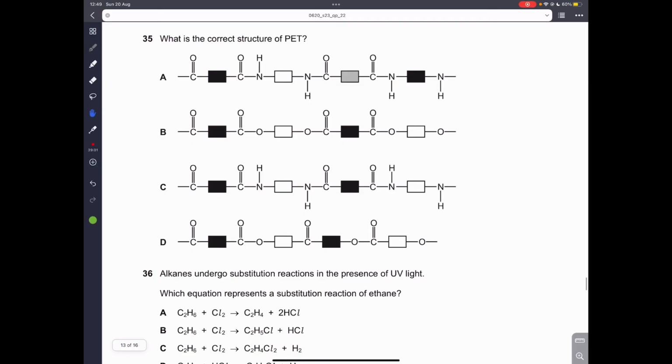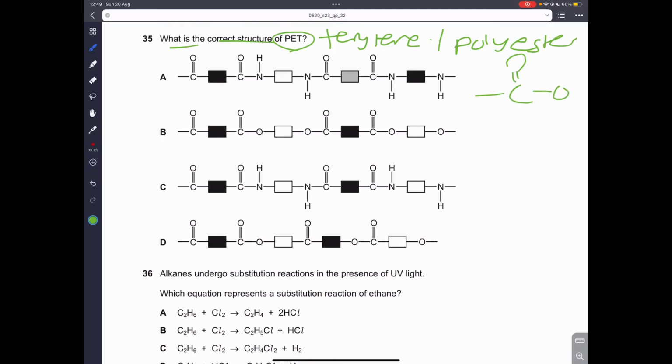Moving on to question number 35. What is the correct structure of PET? Remember, PET is a polymer, right? PET is basically terylene. You can call it terylene as well. It's basically a polyester. So it's going to have the COO group linkage. So it's going to have an ester linkage.